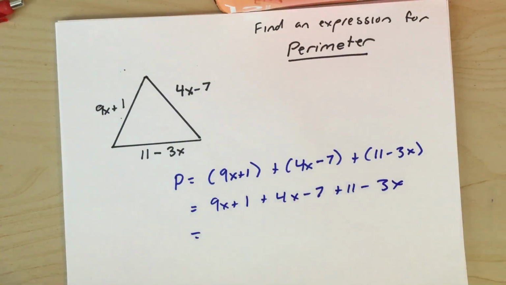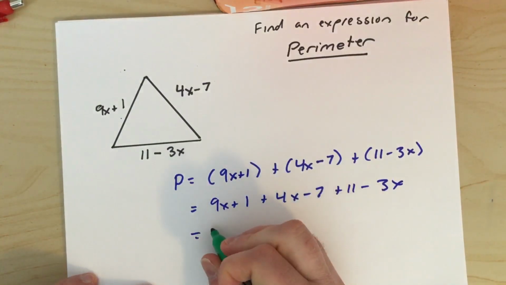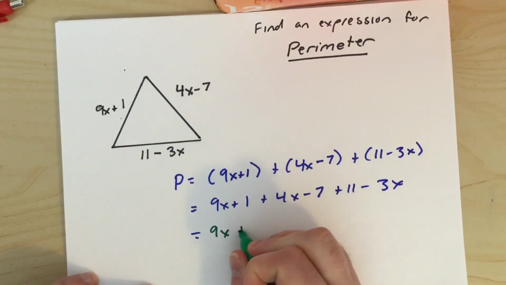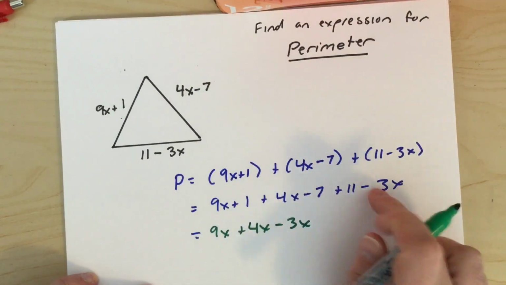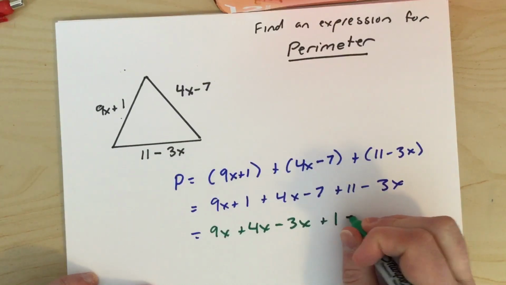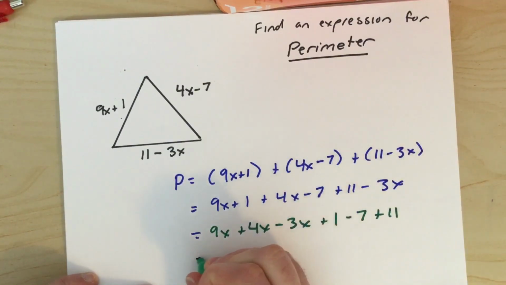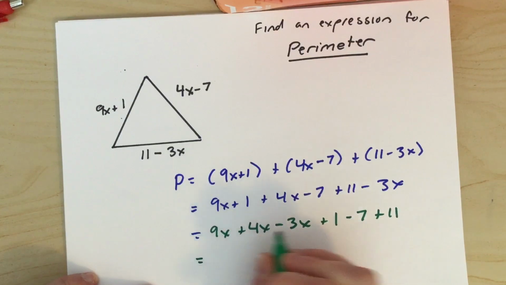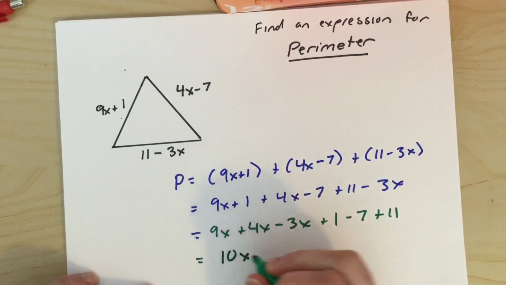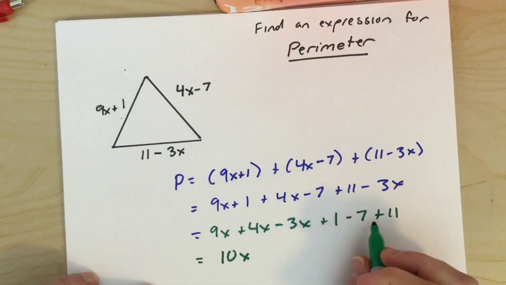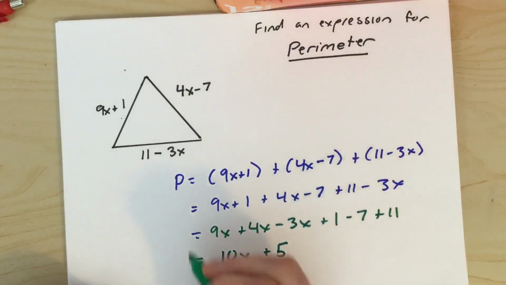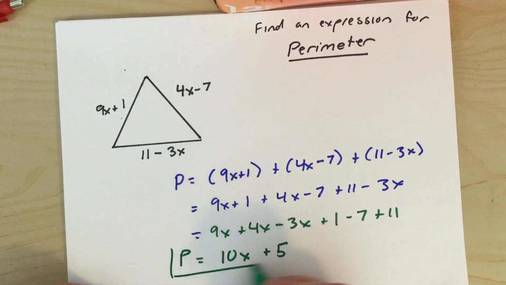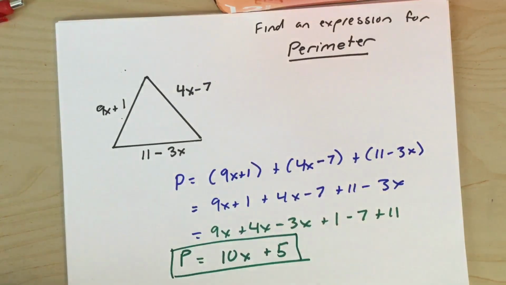Now what we're going to do is move things around. So we're going to get 9x plus 4x minus 3x, because it moves the sign in front of it, plus 1 minus 7 plus 11. 9 plus 4 is 13. 13 minus 3 is 10x. 1 minus 7 is negative 6. Negative 6 plus 11 is plus 5. So an expression for the perimeter of this triangle is 10x plus 5.